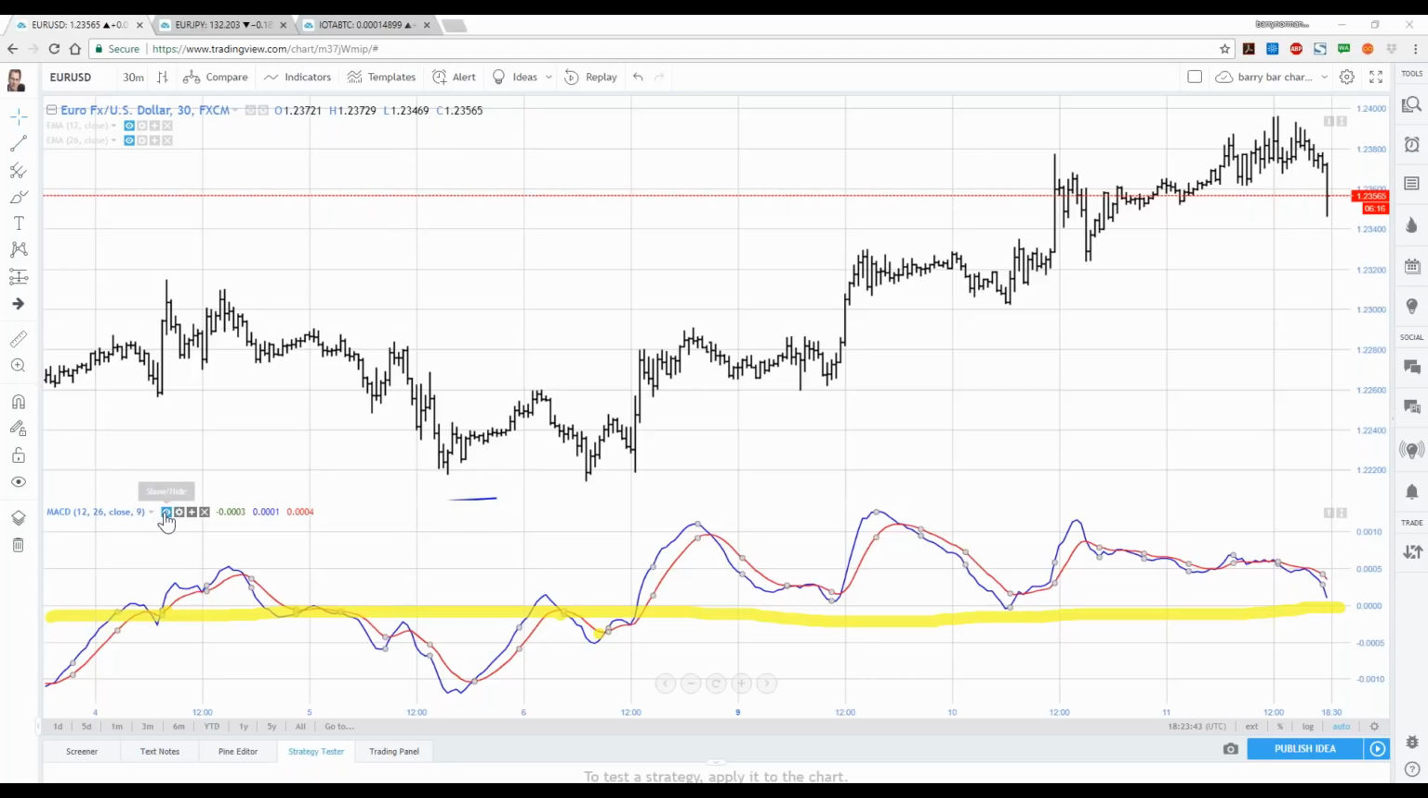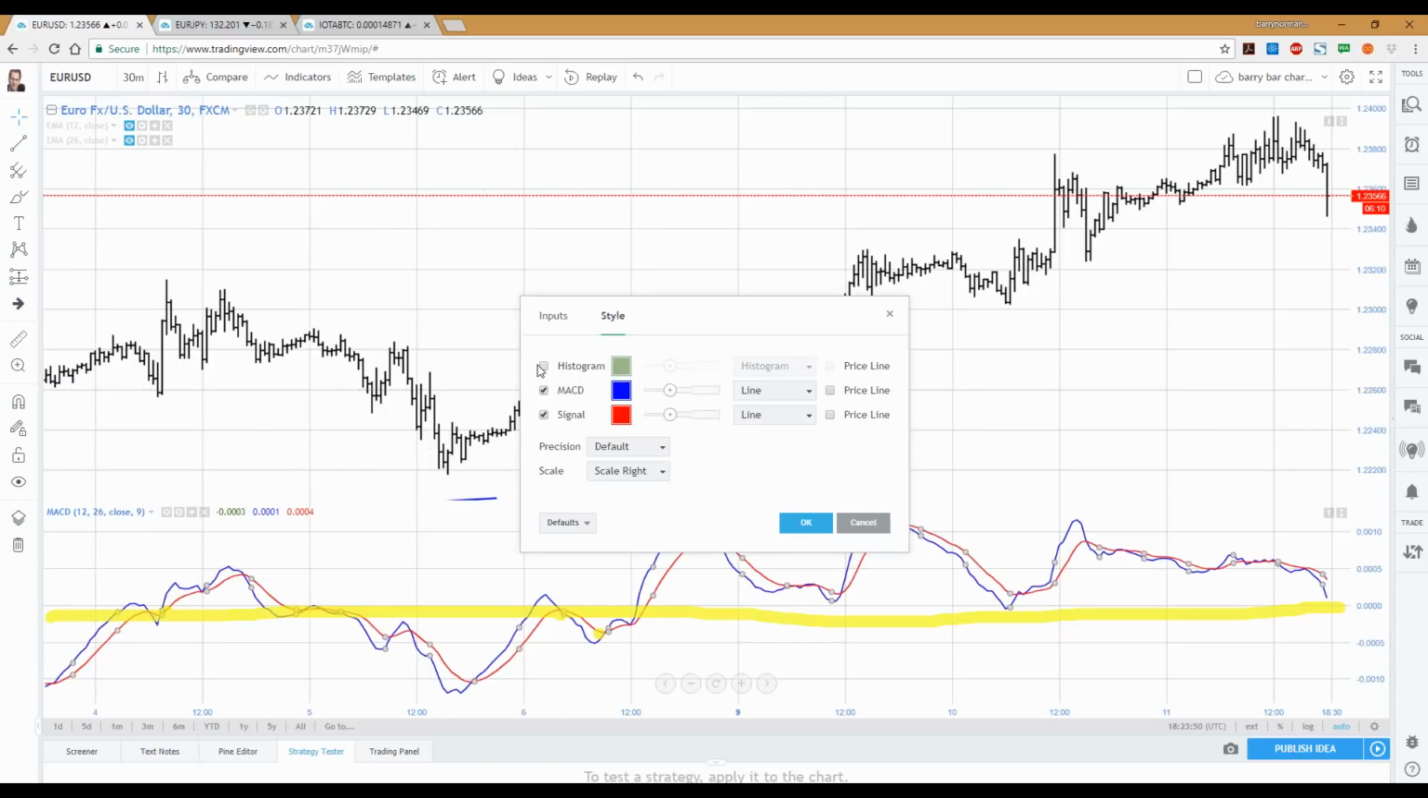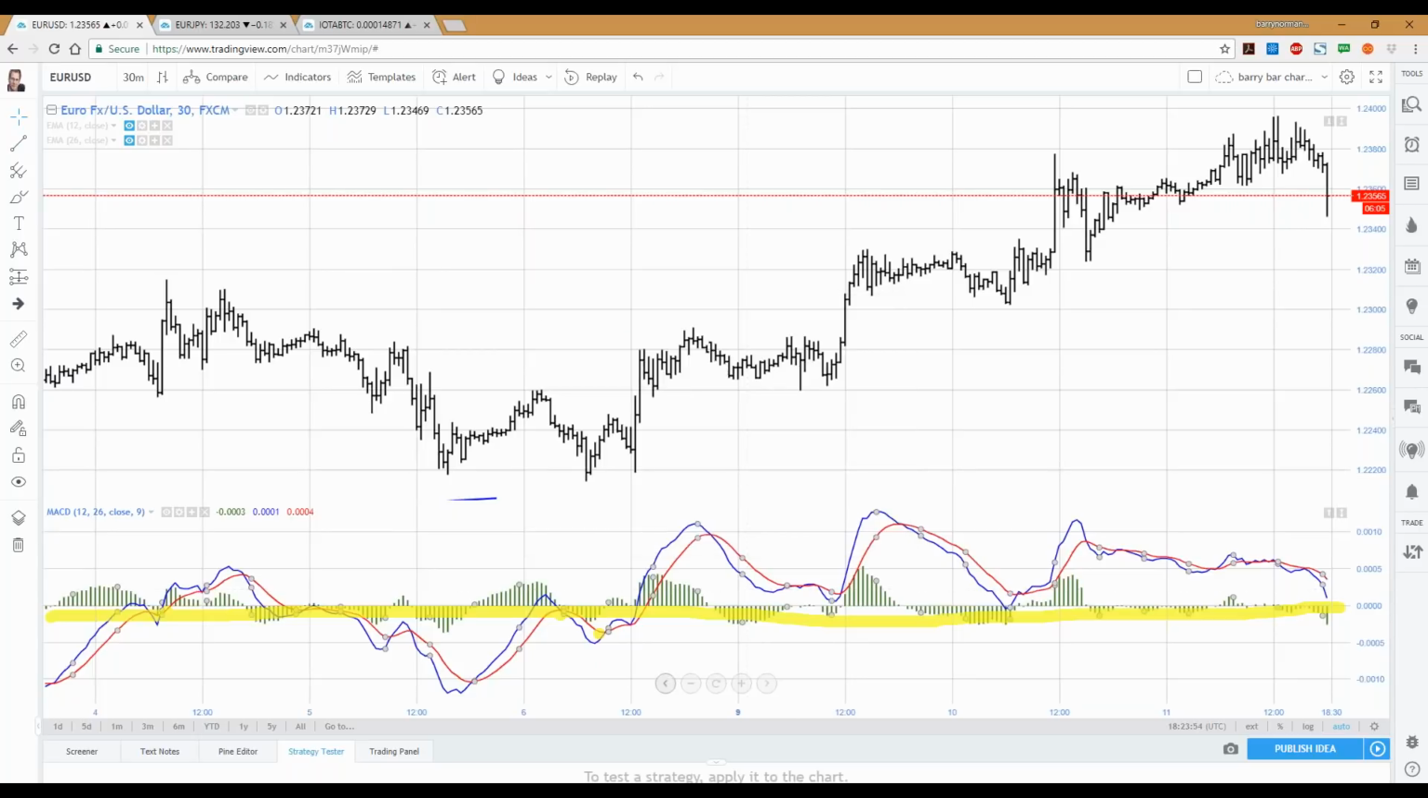And the last step is called the MACD histogram. And the histogram is simply a bar chart that is calculated on the difference between the MACD line and the MACD signal line. So it's the difference between the red line and the blue line. And then that is plotted above and below the 0.